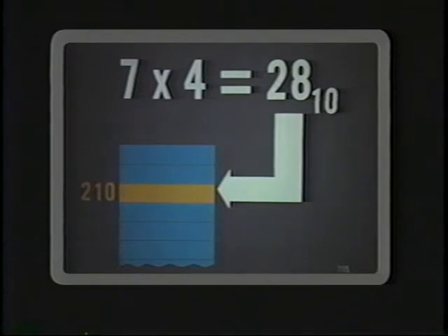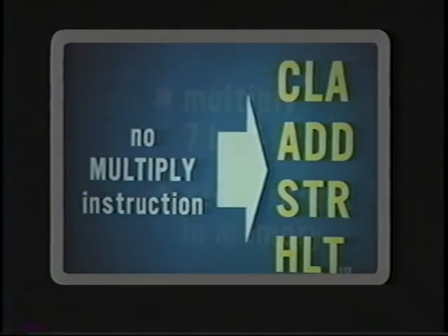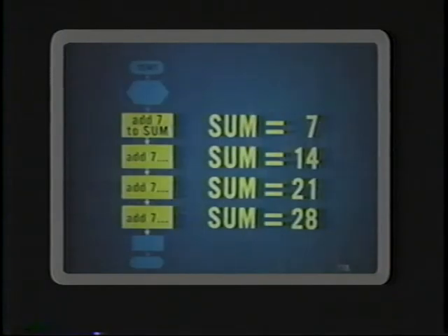Suppose we wish to develop a program to multiply 7 by 4 and then store the result in memory location 210. We'll begin by constructing a flowchart that lists the sequence of steps required to solve the problem. Our computer does not have a multiply instruction. Therefore, a series of 4 additions of 7 will be used to form the product of 7 times 4. In other words, 7 will be added 4 times to a location called sum.